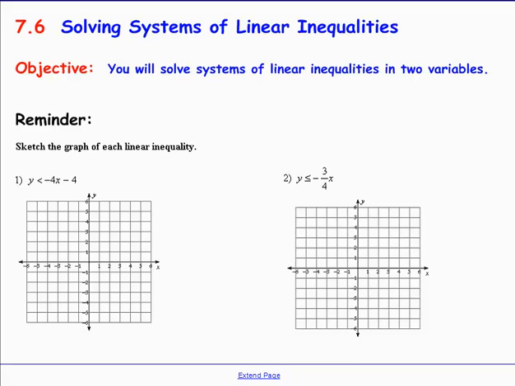So in this last section of chapter 7, we're going to be taking what we know about systems and also about linear inequalities and sort of put it together. And we're going to take a look at how systems of 2 linear inequalities or 3 linear inequalities look like.